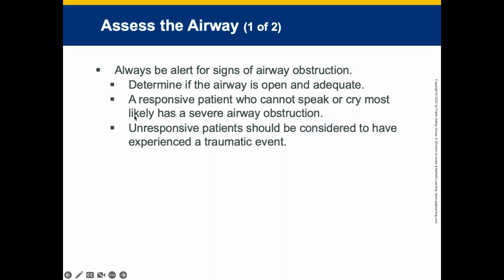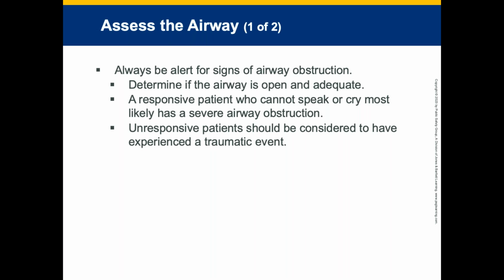All right, we'll finish up the airway stuff here and then we'll take a 10-minute break. So we're going to assess the airway. Always be alert for signs of airway obstruction. Mild or severe airway obstruction will result in inadequate or absent airflow into and out of the lungs and inadequate perfusion of the entire body. So determine if the airway is open, patent, or inadequate. Continuously reassess the airway all the time, right?